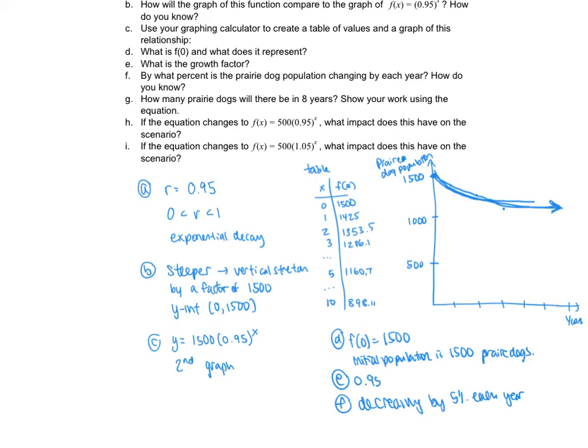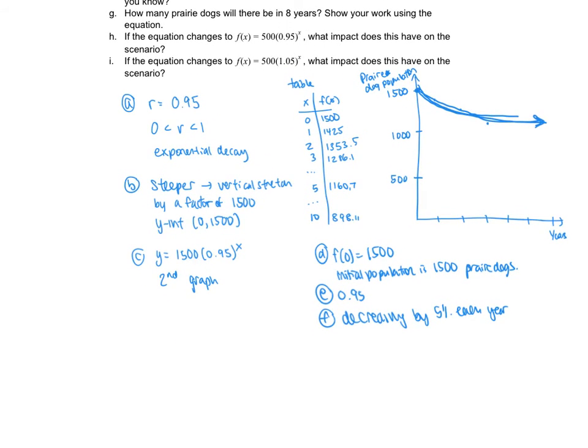G, how many prairie dogs will there be in 8 years? We could do this a couple ways. We could look at our table, we could look at our graph, but I'm going to go to our function and plug this into our function. So to the power of 8, and so after 8 years, there is 995 prairie dogs.